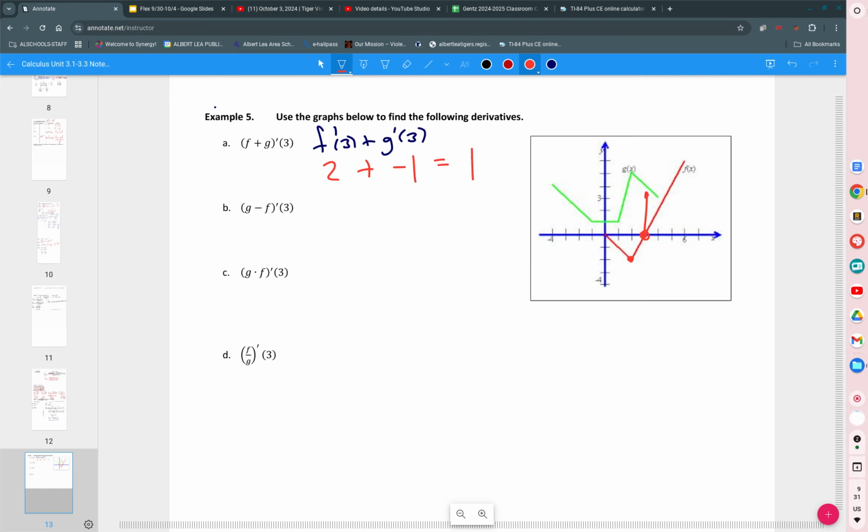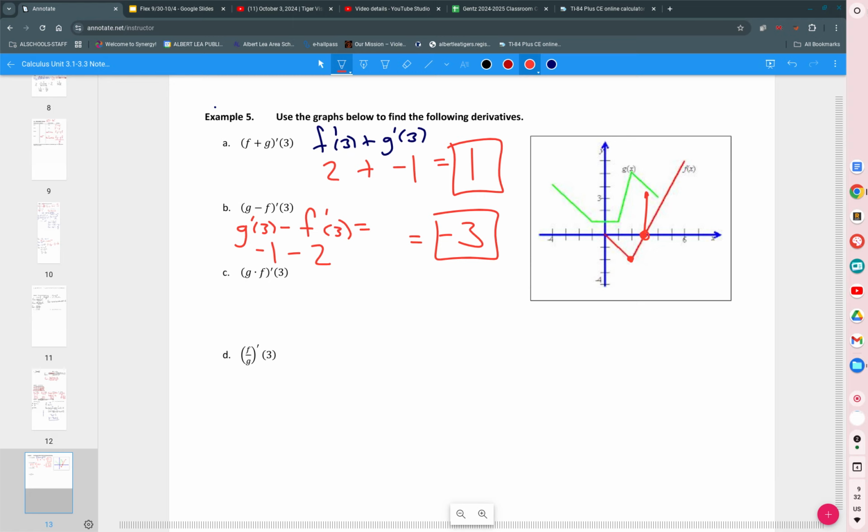Now I'm going to look at g minus f prime of 3. So that would be g prime of 3 minus f prime of 3. We've already calculated the derivative at 3 for g, and that was negative 1. And we calculated the derivative for f at 3, and that was 2. And so I get negative 3. Any confusion for anybody there?